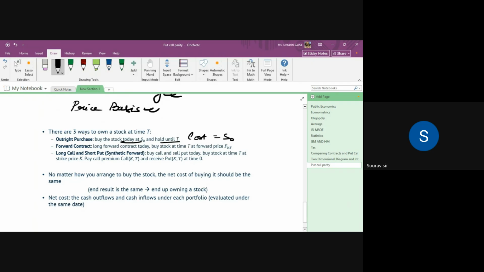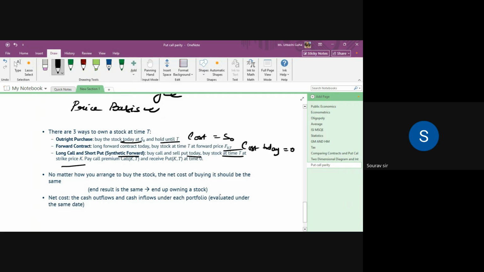And here at maturity T, you buy the stock at the agreed forward price, so that is F0. So cost today is what? Cost today is 0. What is a synthetic forward? Long call: buy a call and sell a put today, to buy the stock at time T at strike price K. So you pay the call premium.